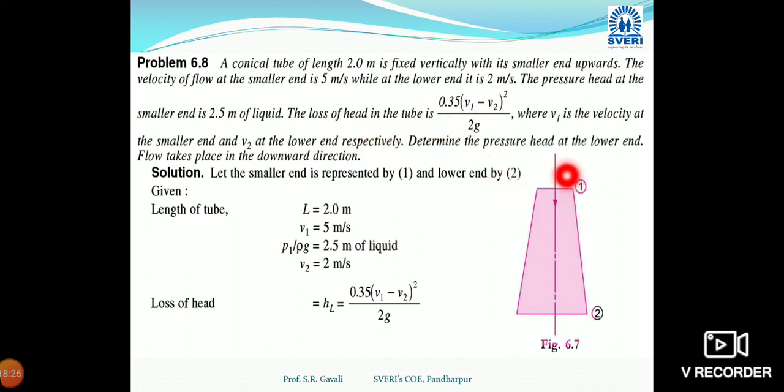The loss of head, that is E1 minus E2, is equal to HL, which is equal to 0.35 times (V1 minus V2) whole square divided by 2g, where V1 is the velocity at the smaller end and V2 is at the larger end. They are given. Determine the pressure head at the lower end. Flow takes place in the downward direction, so this is the inlet and this is the outlet, which means the energy at 1 is always more than the energy at 2.